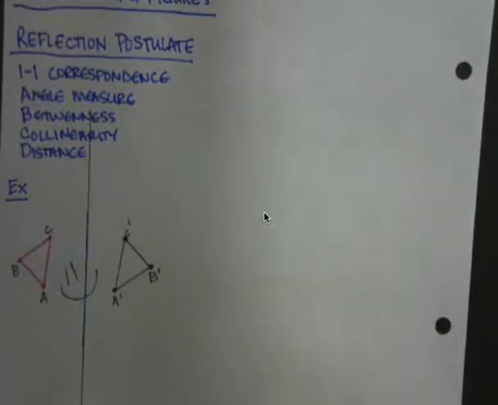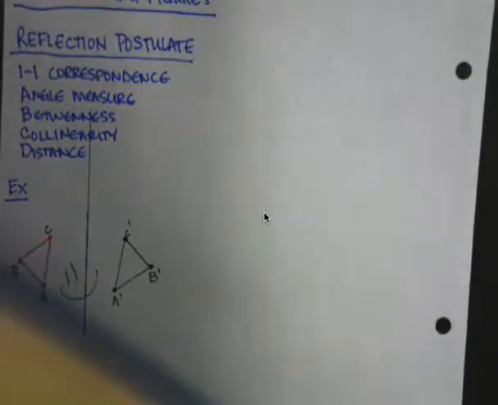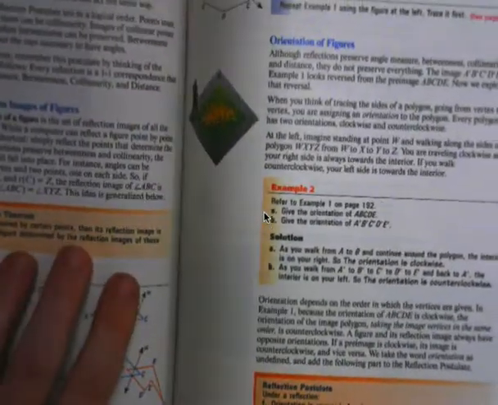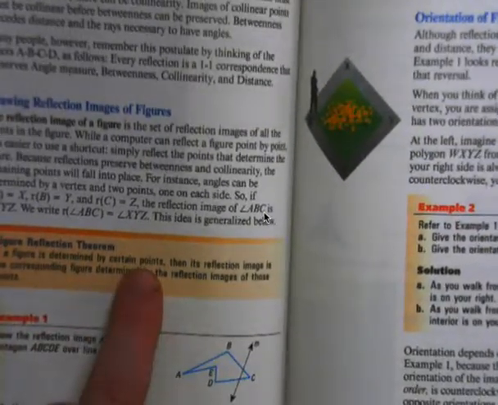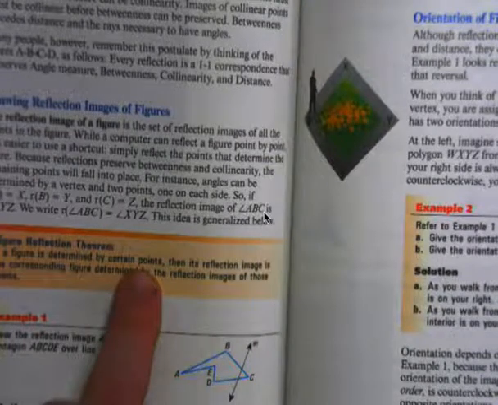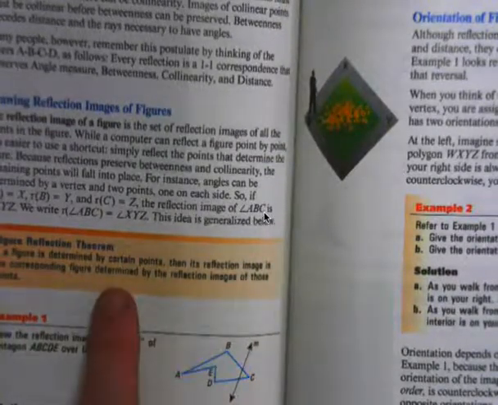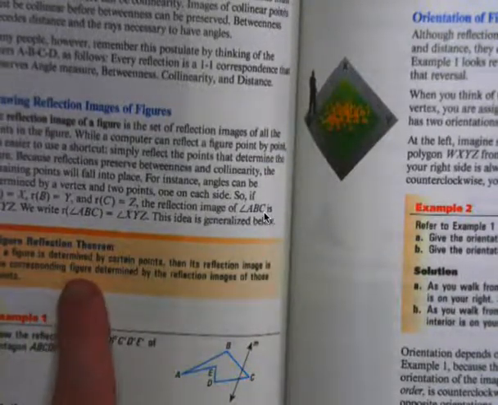All right, so with that idea, there is this reflection figure theorem, and that's exactly what we just did. Okay, if a figure is determined by certain points, for example, the vertices, then its reflection image is the corresponding figure determined by reflecting those vertices. Okay, so same idea.